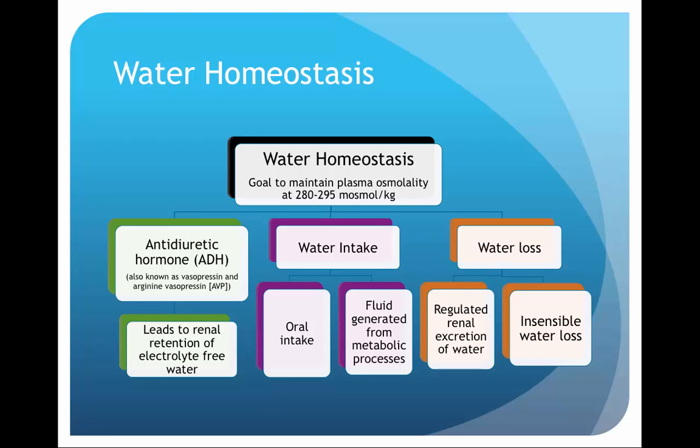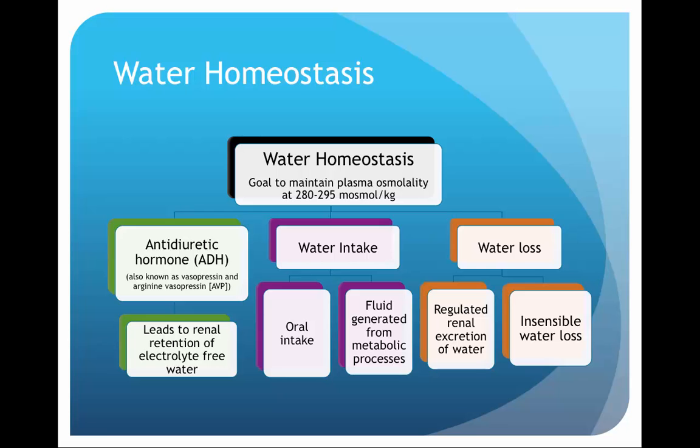Water homeostasis is maintained through antidiuretic hormone, as we discussed, as well as the amount of water intake and amount of water loss. Antidiuretic hormone works to increase the water balance within the system by causing increased renal retention of electrolyte-free water. Water intake is primarily maintained through oral intake.